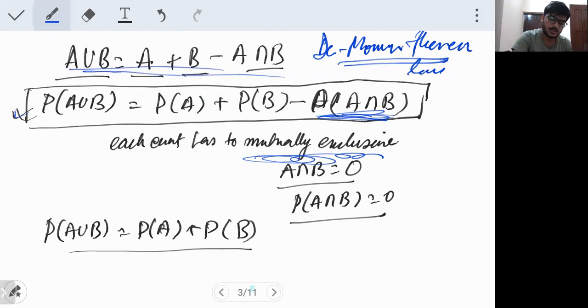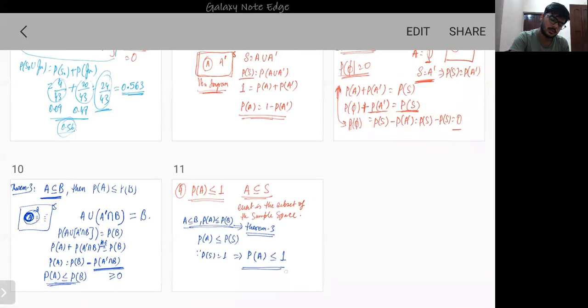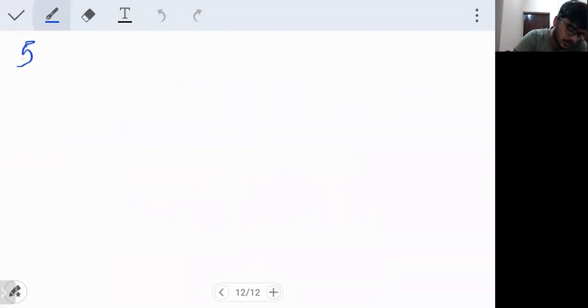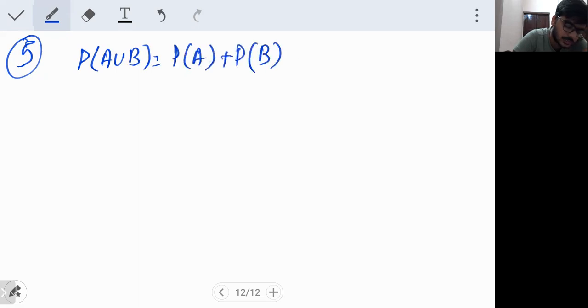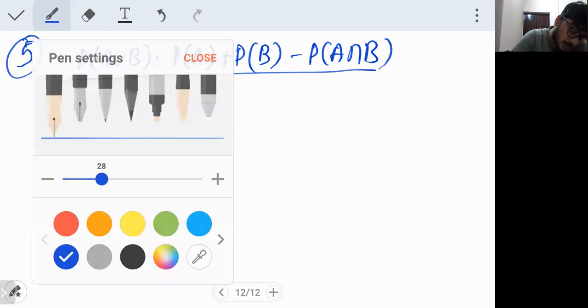So from there we will now define our fifth theorem. What does our fifth theorem say? That if there are two events A and B, then the probability of A union B will be equal to the probability of A plus the probability of B minus the probability of A intersection B. Now the question arises, how to prove it, right? It must be lengthy. It must not be. Let's see what we need to do for this purpose.